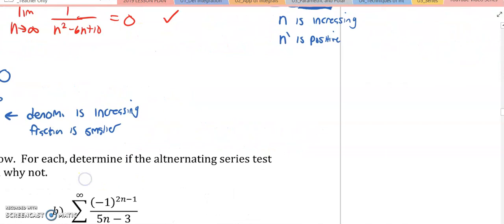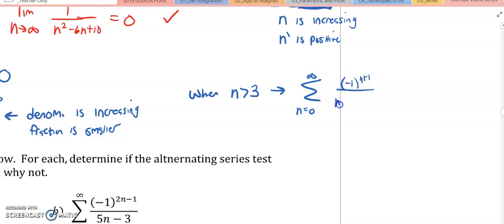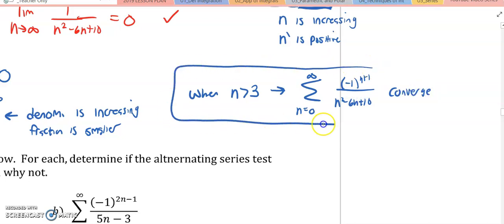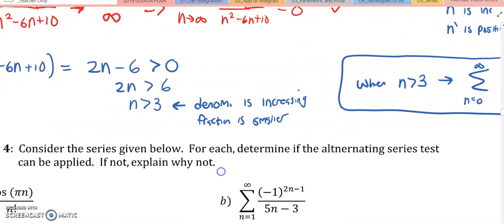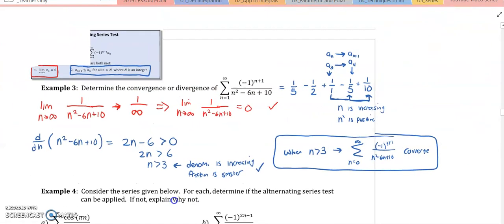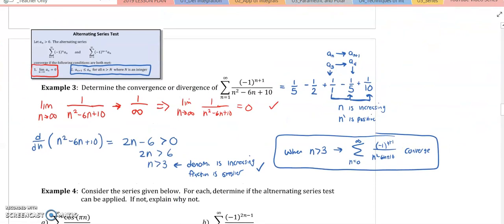So what our conclusion is going to be is that when n is greater than 3, our series, I'm just writing it out now to be official here, will converge. It will converge. Okay. So this is our second check mark. So another strategy here is that you can show that the derivative in this particular case is positive, which shows that the denominator is getting larger.